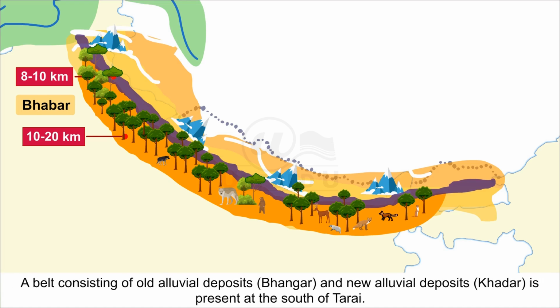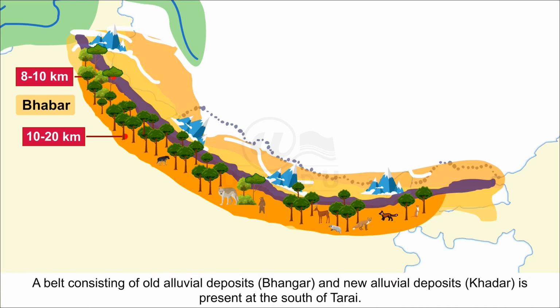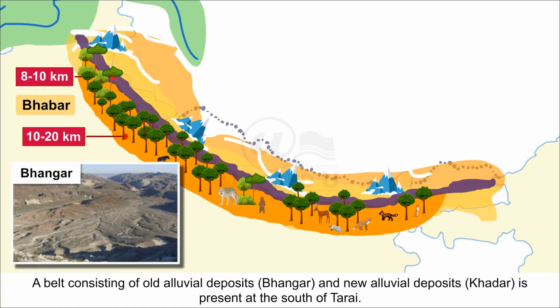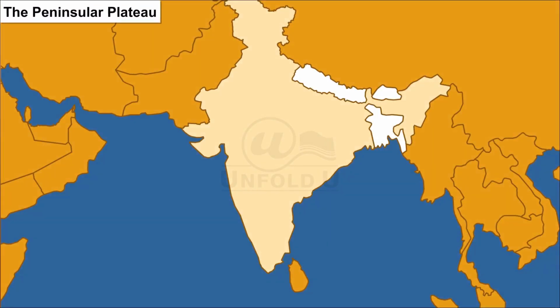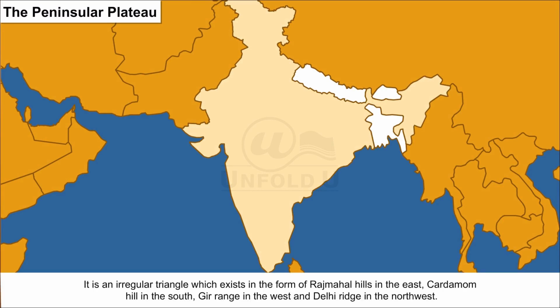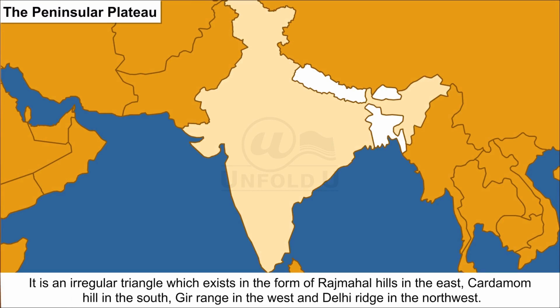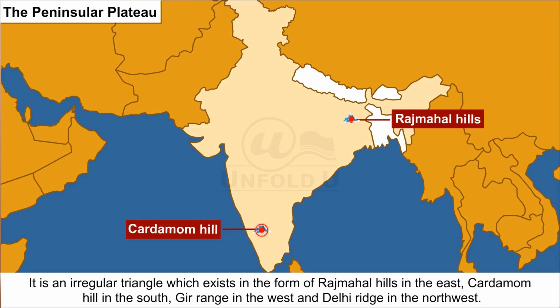A belt consisting of old alluvial deposits, Bhangar, and new alluvial deposits, Khadar, is present at the south of Tarai. The Peninsular Plateau. It is an irregular triangle which exists in the form of Rajmahal Hills in the east, Cardamom Hills in the south, Gir Range in the west, and Delhi Ridge in the northwest.